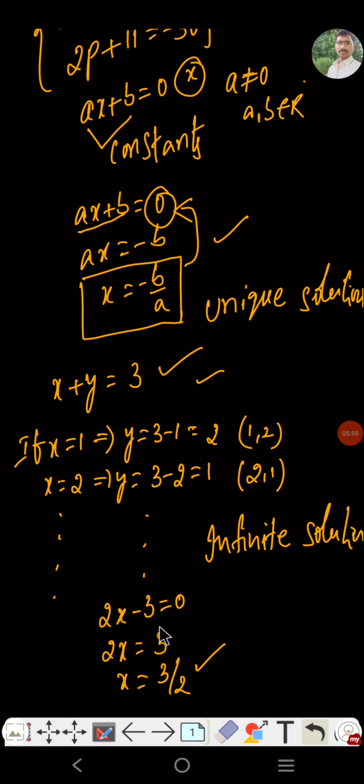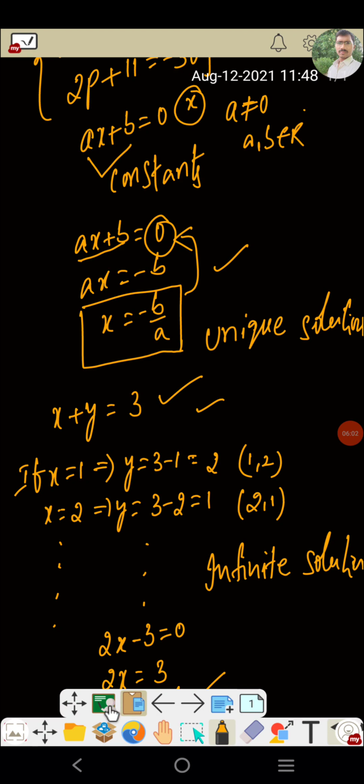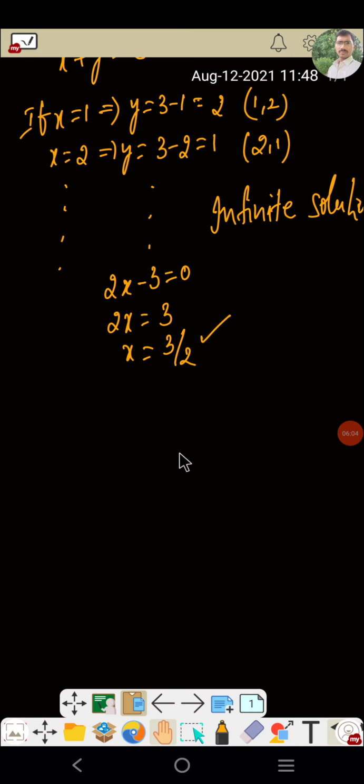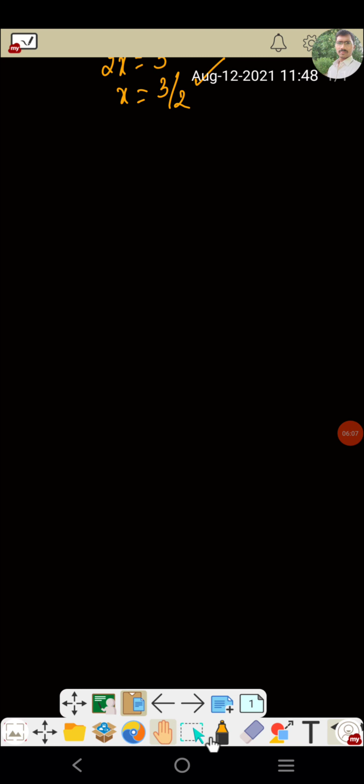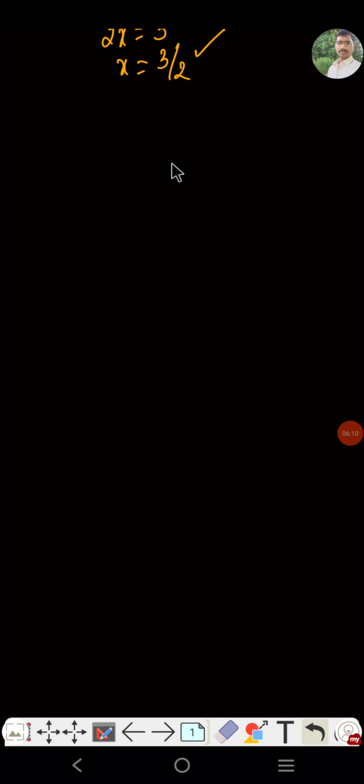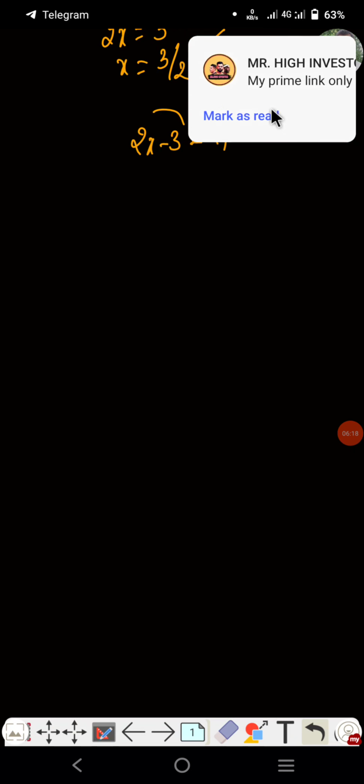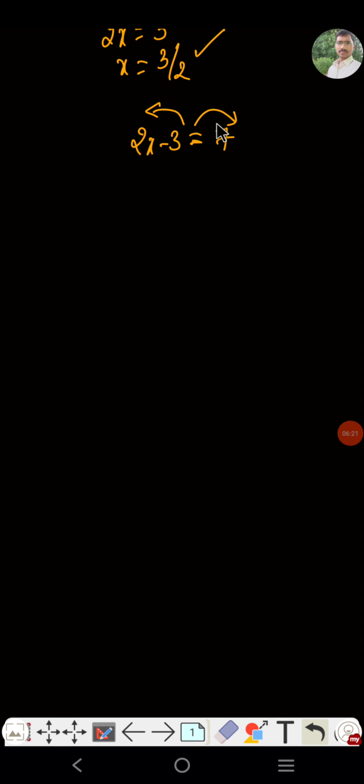Understood? x is equal to 3 by 2 is the solution of the given linear equation. Is it clear? Before that, first we discuss some basic concepts. See here, in 2x minus 3 is equal to 7, for example, there is an equality sign. The left side part of the equality is called the LHS, and the right side part is called the RHS. That means left hand side, right hand side. So in this, what is the LHS? 2x minus 3. And what is the RHS? 7.